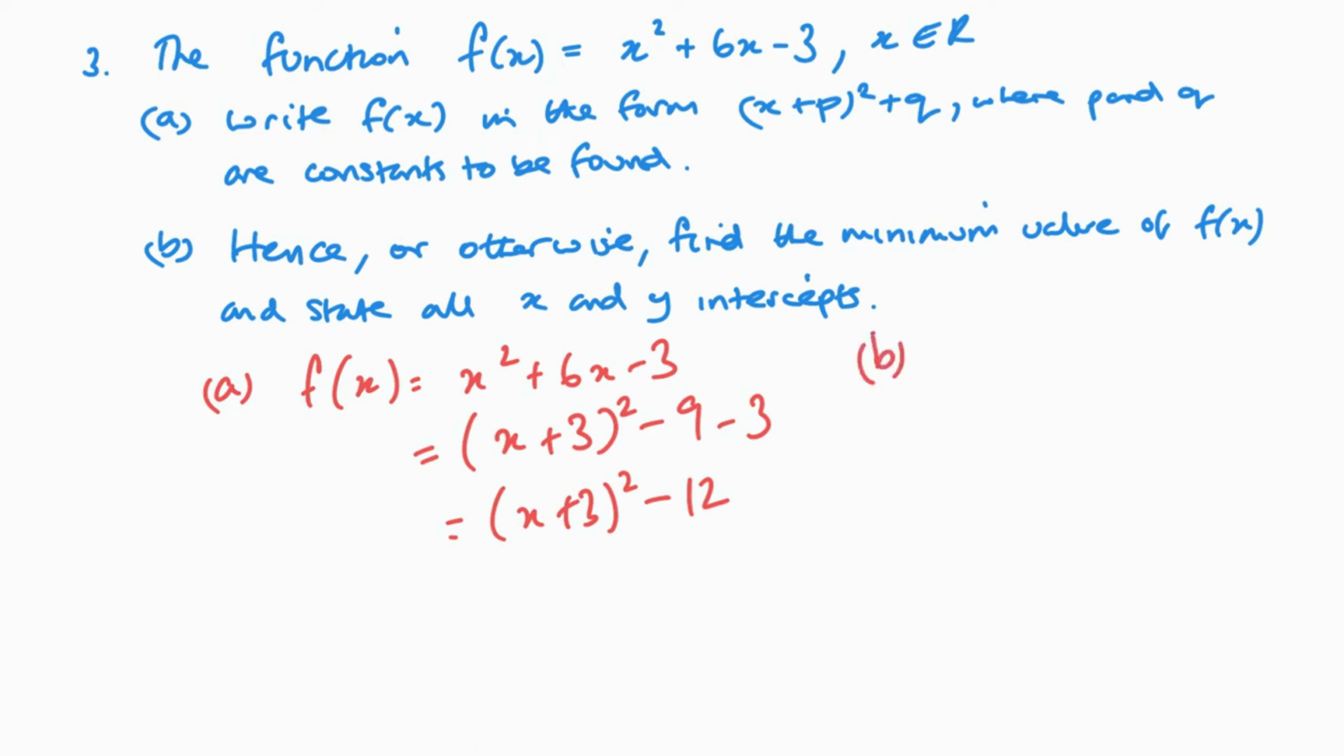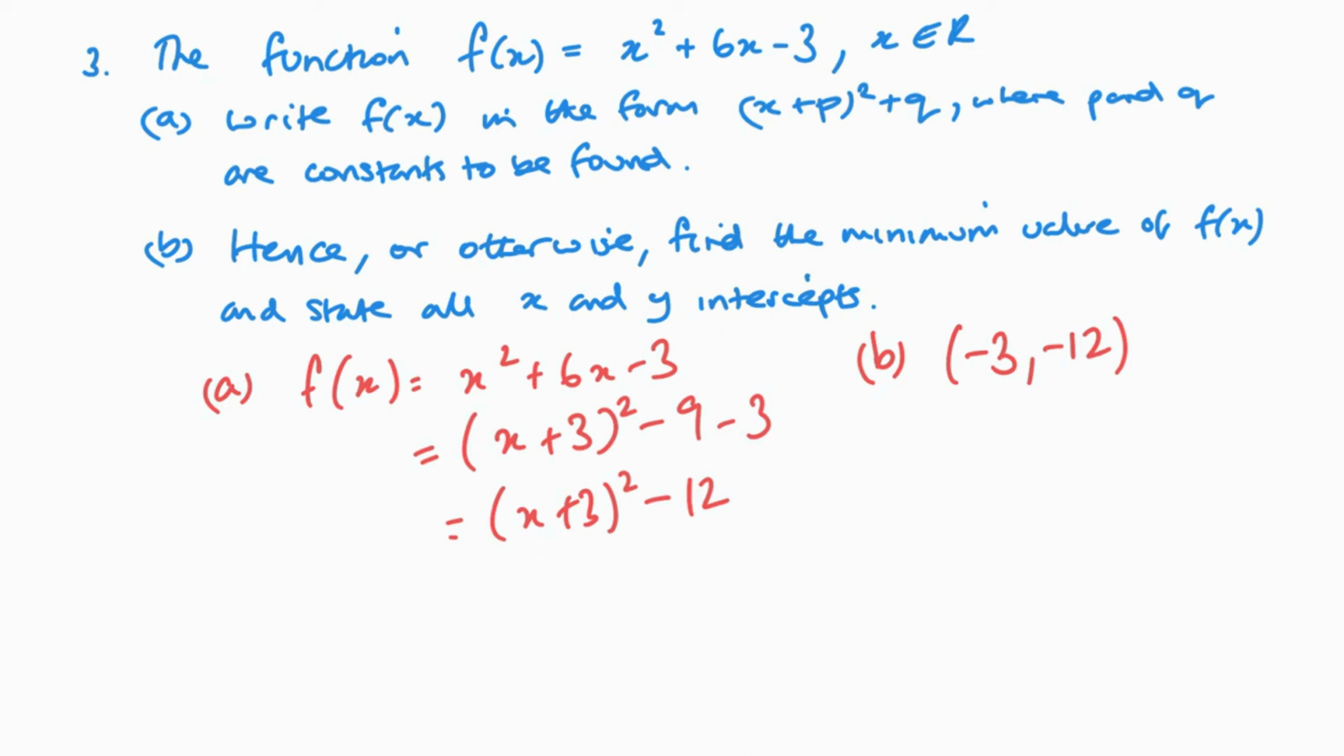So the minimum value happens, and can only happen, when this bracket is 0. So when this bracket is 0, x needs to be negative 3. And when that happens, f of x will be negative 12. To make this bracket 0, I need x equals negative 3, and when I substitute x equals negative 3 into this, I get negative 12 as my y value, or my value of f of x.